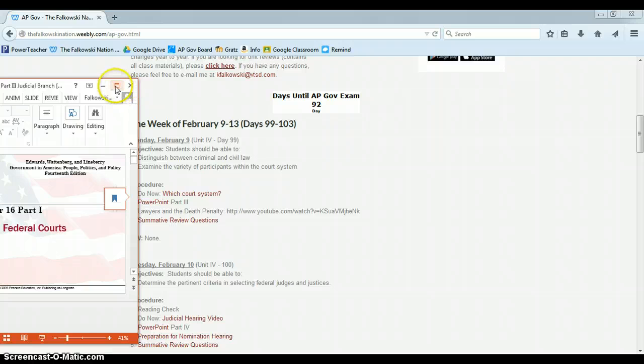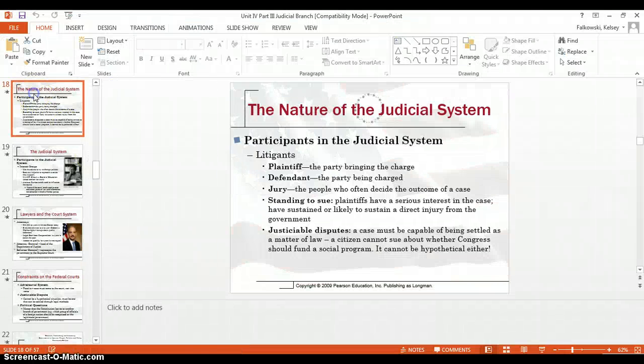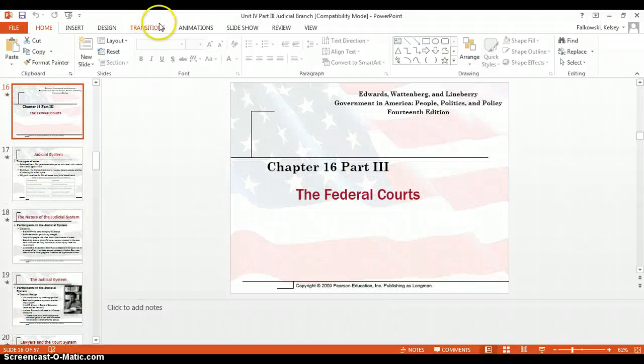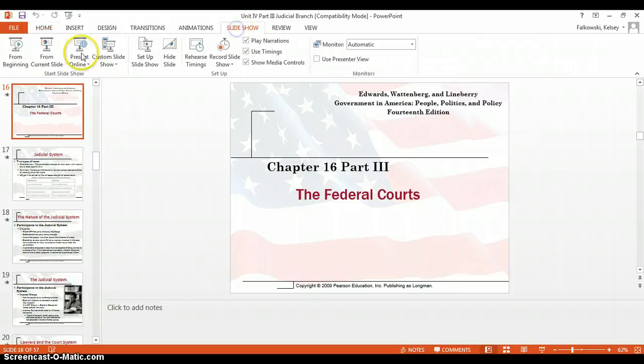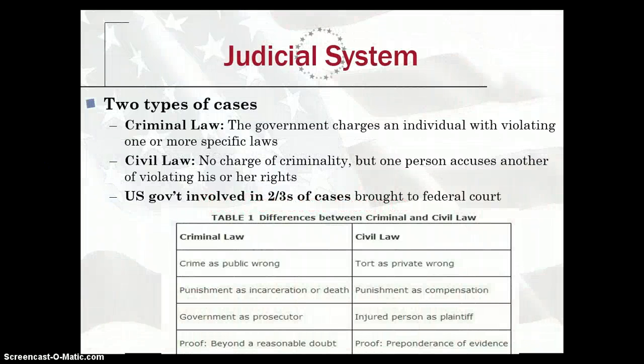So let's get into the notes right now. They shouldn't take too long, and then you'll be on your merry way. So in terms of PowerPoint, the federal court system, part 3, let's take a look at that. Now, in the judicial system, there are two types of cases. You have criminal law, and then you have civil law.